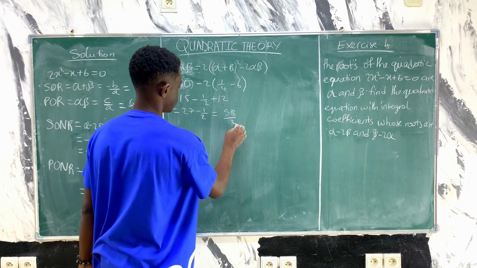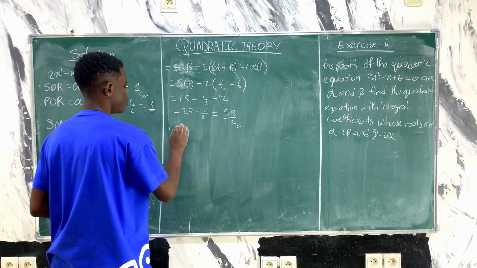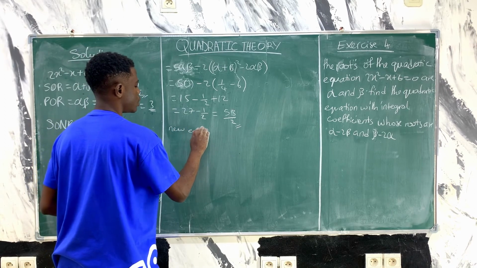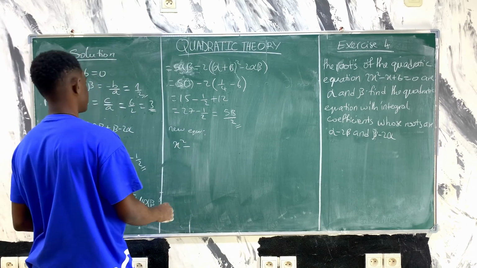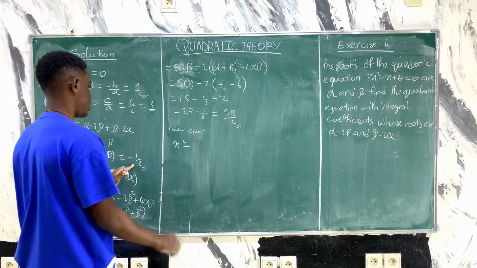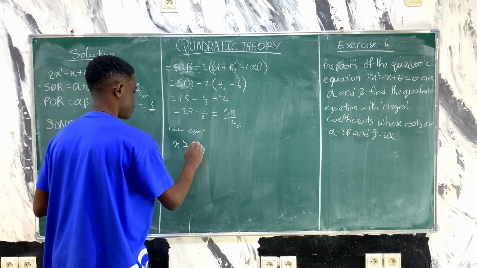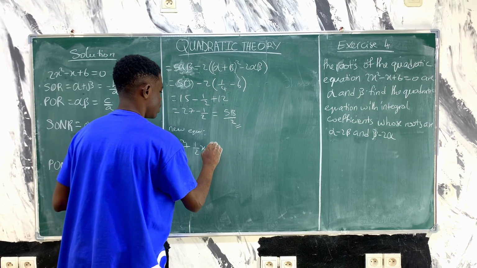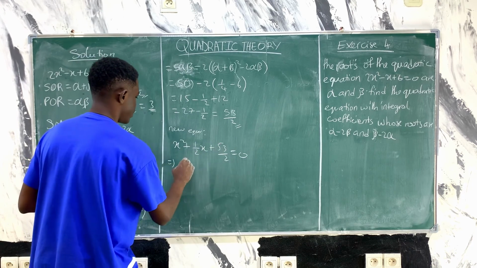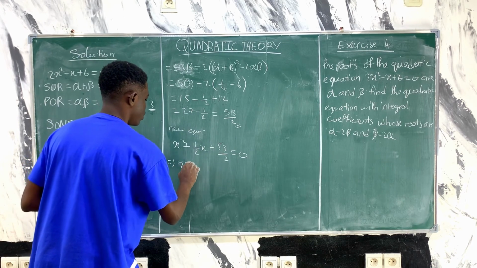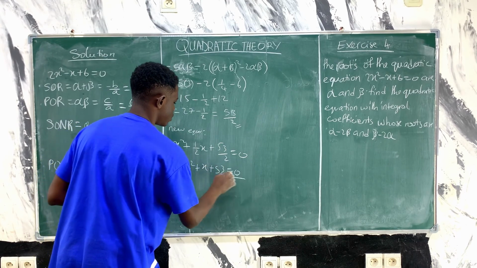So what is the answer? The new equation is going to be x squared minus the sum of new roots times x, plus the product of new roots. The sum of new roots is minus half, so it will be plus 1 over 2 x, then plus 53 over 2, equal to 0. Multiplying all through by 2, I get 2x squared plus x plus 53 equal to 0.